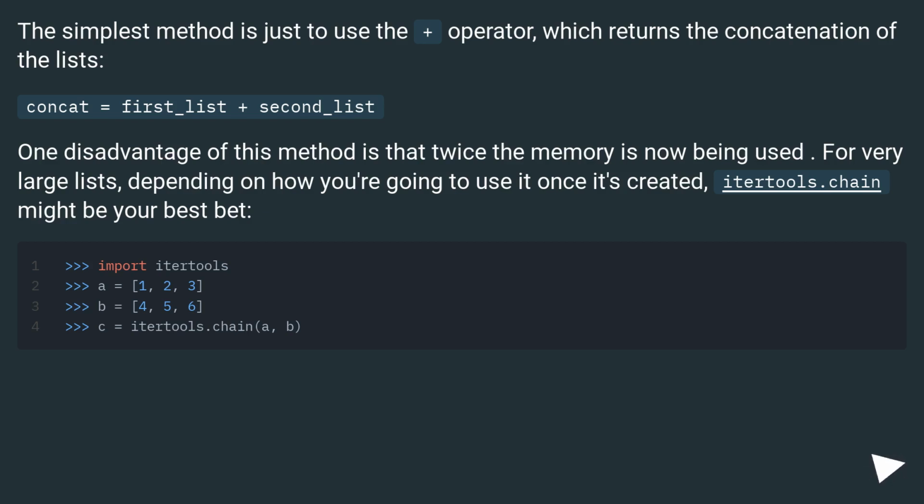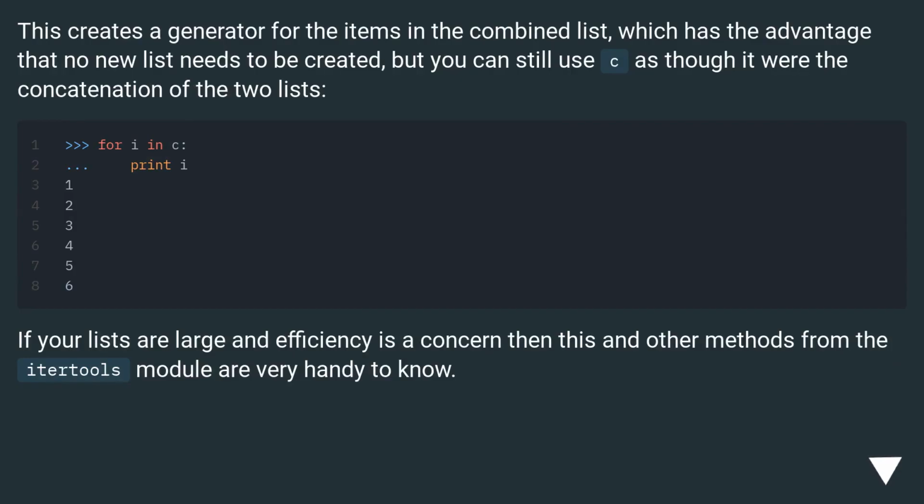For very large lists, depending on how you're going to use it once it's created, itertools.chain might be your best bet. This creates a generator for the items in the combined list, which has the advantage that no new list needs to be created, but you can still use C as though it were the concatenation of the two lists.